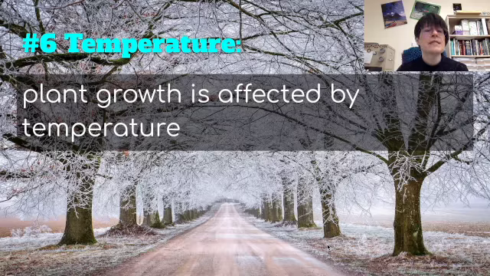And number 6 is temperature. Plant growth is affected by temperature. And you can see here that these trees are dormant because it is winter time. And so they have dropped their leaves and become dormant. They will regrow their leaves in the spring and become active and start to grow again.